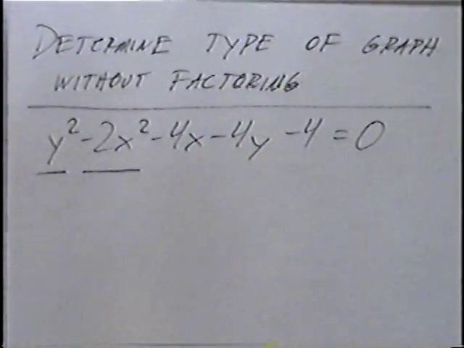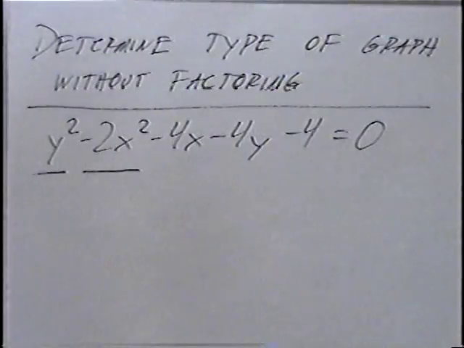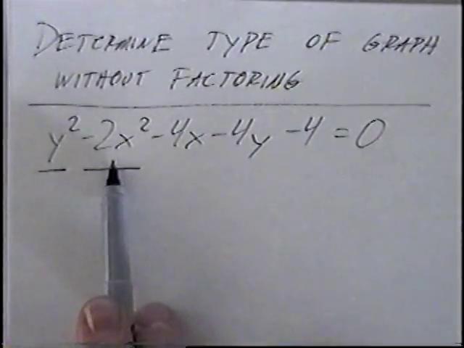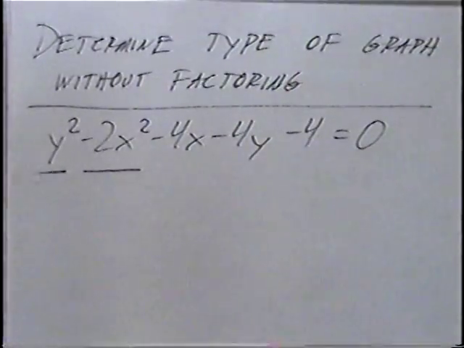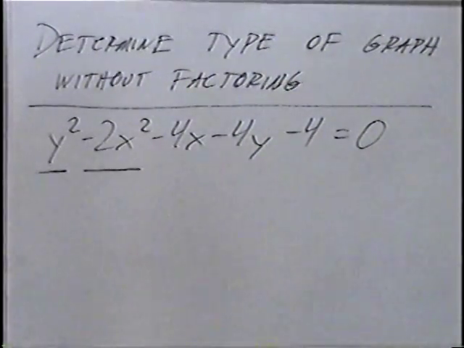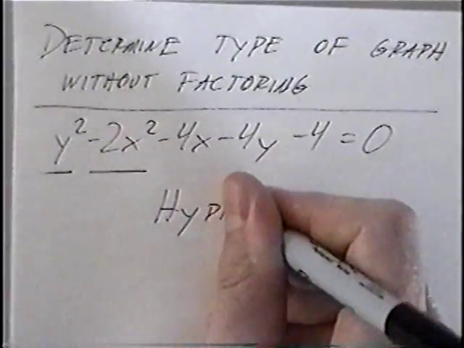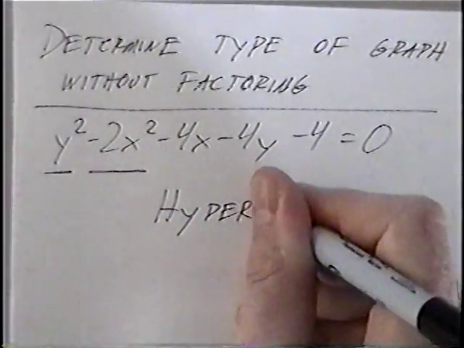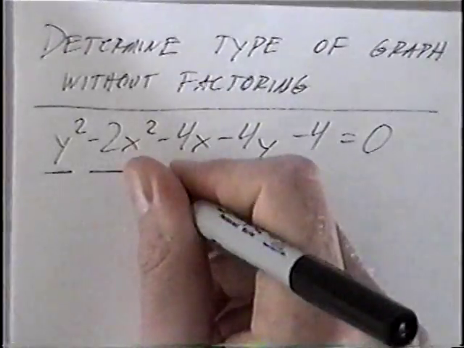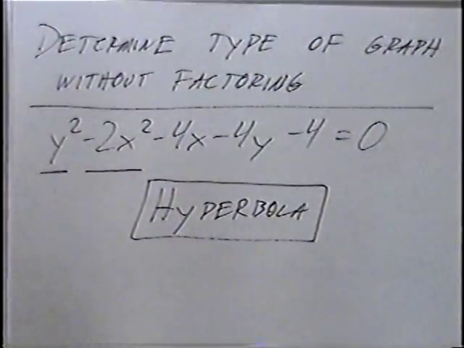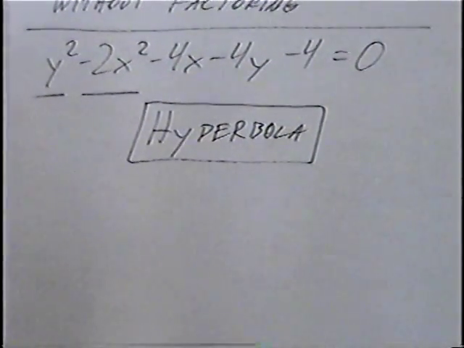So both variables are squared, so it's not a parabola. We have a positive y squared and a negative x squared. There's one graph that has one variable positive and one variable negative, and that graph would be a hyperbola. So by looking at the equation, we can determine that this graph would be a hyperbola shape.